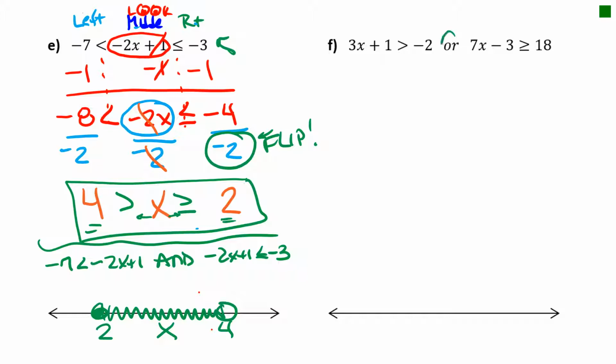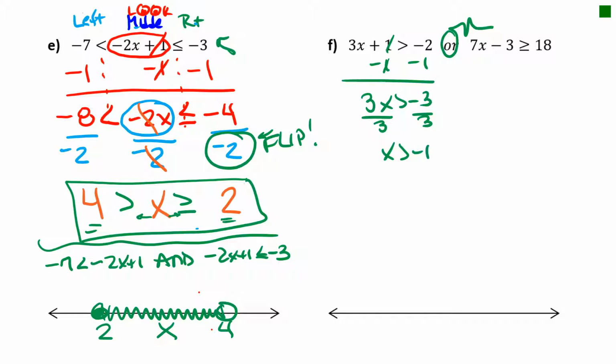So this one's got an or. I know I'm going to graph on the graph at the end. I'm going to subtract 1. 3x is greater than -3. Divide by 3. X is greater than -1. Add 3. 7x is greater than or equal to 21. Divide by 7. That's a horrible symbol. X is greater than or equal to 3.